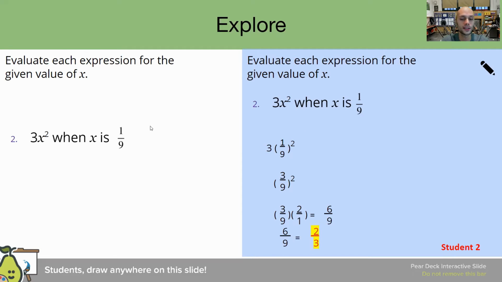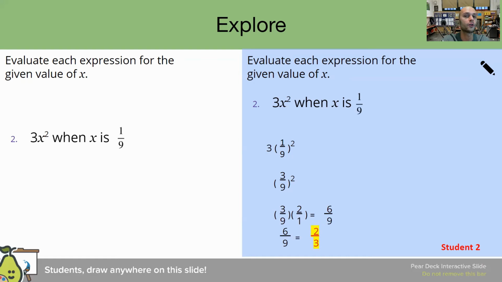They plugged in 1/9 where the x used to be, so that's good. They properly substituted the fraction for the variable. Then let's see what happened. If you notice, it looks like they also have 3/9. And the previous student also had 3/9. So it looks like this student also bypassed the exponent phase of order of operations and jumped right into multiplication instead. So they skipped parentheses, they skipped exponents, they went right into multiplication.